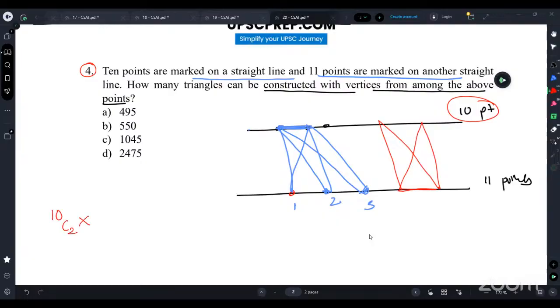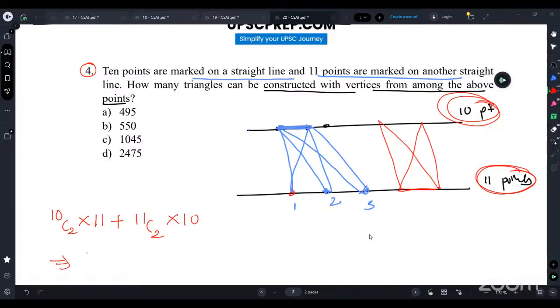10 C2. And how many points are there in the second line? 11 points, right? So this will be into 11. 11 triangles I can form with this 10 C2. Similarly, from the second line, I can choose 11 C2, 2 number of points, right? 11 C2. And how many points do I have on the first line? 10 points.